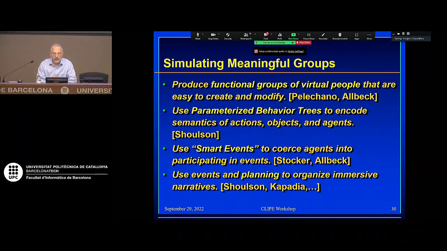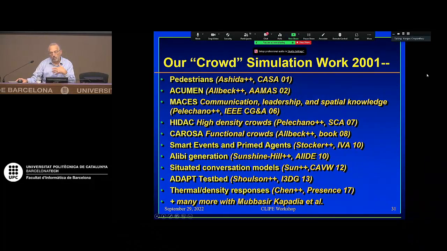And some of that then led, because we're dealing with events, to planning. That work was part of Schulson's PhD thesis, and also work that my postdoc, Mubbasir Kapadia, took on. Some of that was done in collaboration with Disney Research. So all of this was to try to get meaningful groups readily accessible to a user community. There's a long list of work that comes out of our lab, and I apologize for not listing the long list of work from other labs, but we went all the way from pedestrians into high-level, event-driven, animated crowds.